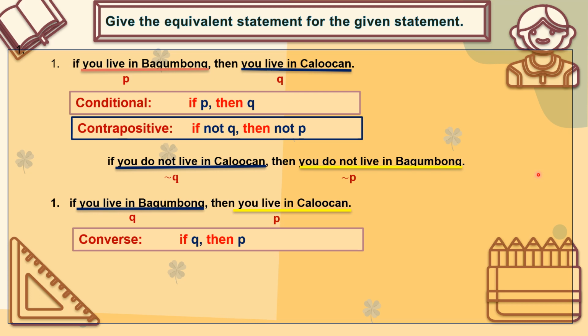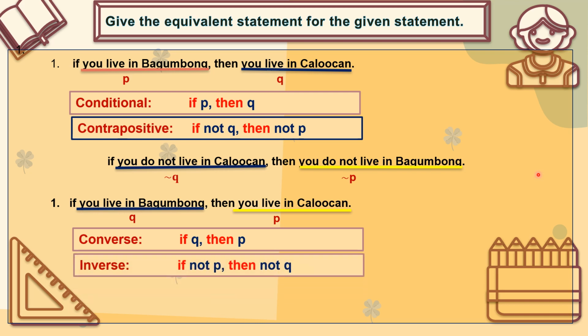Ngayon, ano naman po ang equivalent statement ng converse? Equivalent statement niya ay inverse. Magiging if not P, then not Q. So, mag-i-negate lang natin si hypothesis at saka si conclusion. So, ano magiging statement natin? Magiging, if you do not live in Caloocan, then you do not live in Bagumbong.